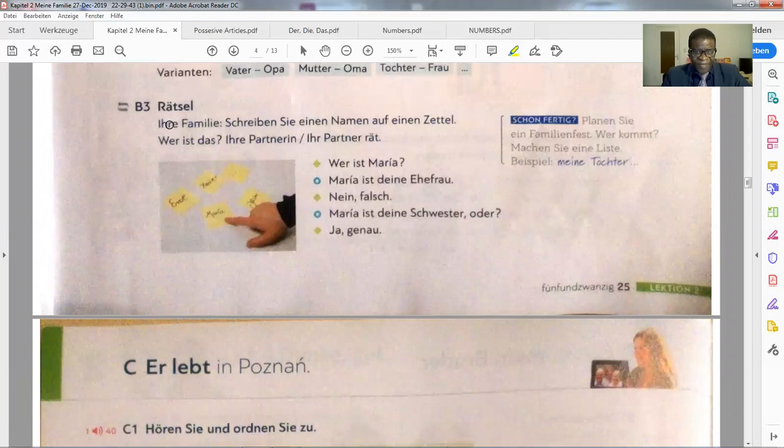Rätsel. Ihre Familie, schreiben Sie einen Namen auf einen Zettel. Wer ist das? Ihre Partnerin, ihr Partner, right. Okay, it's not important. Just write like you in the classroom setup. Write the names of your family members. Then you let your friends guess. Okay? Rätsel, so raten. Raten means to guess. Wer ist das? Wer ist Maria? Who is Maria, for instance?